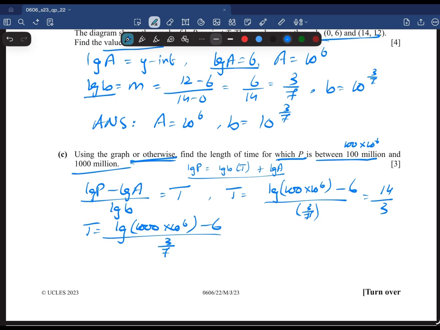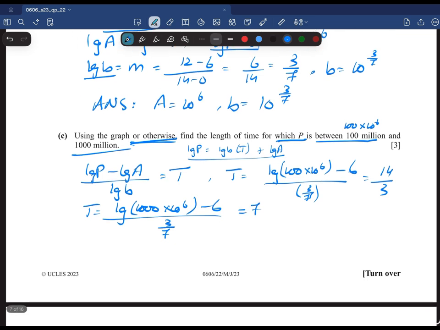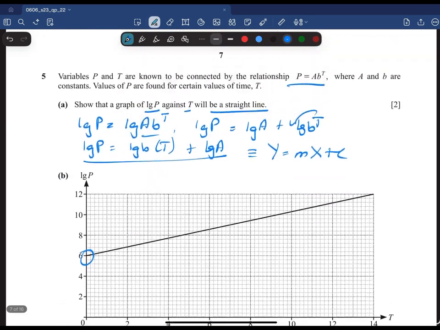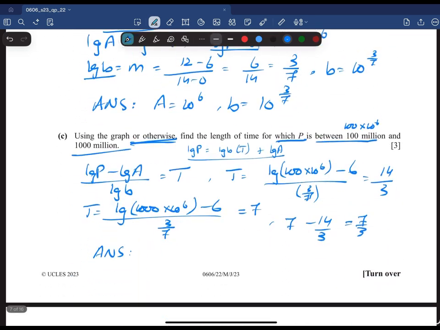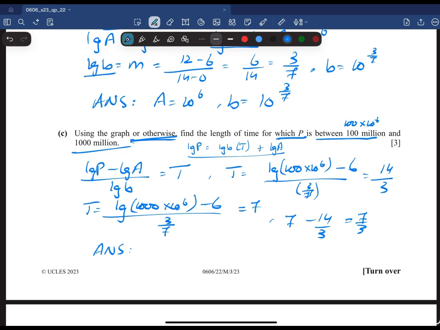Let me do that quickly. You get 7. Okay. Subtract 14 over 3 from 7. You get 7 over 3 as the time, which is equal to 2.3 units. I don't think we have any units. Yeah. 2.33. There you go.